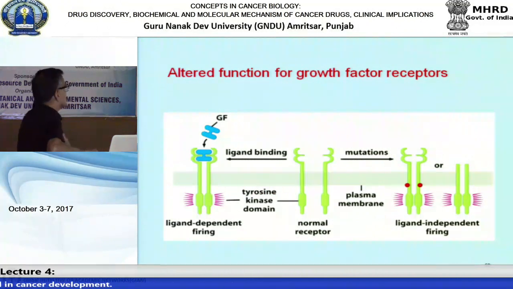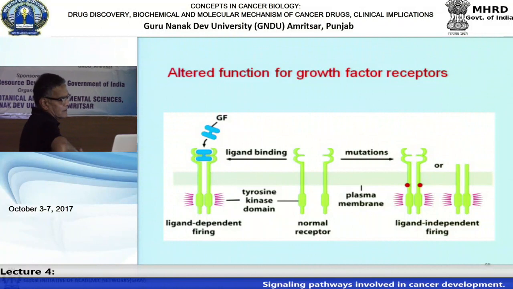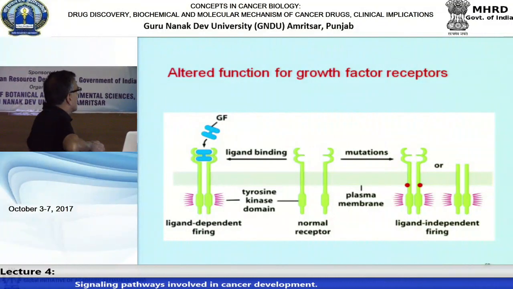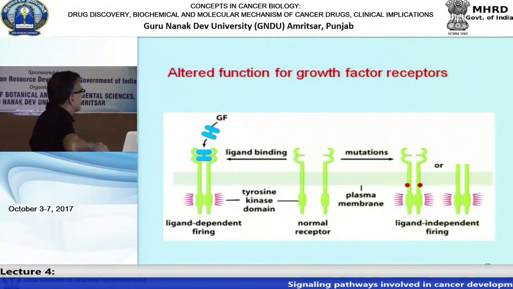So what happens is that some of the growth factors function differently. Normally, a growth factor is going to bind to the receptor here, and your tyrosine kinase is going to cascade all the function. Some of them have ligand-dependent firing. It means you have the phosphorylations occurring with more and more growth factor or growth factor-like component coming in.